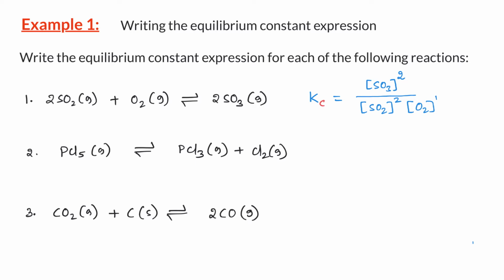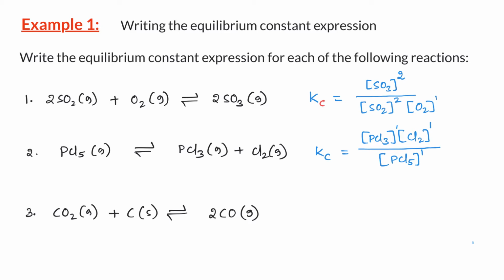1 mole of phosphorus pentachloride dissociates to give 1 mole of phosphorus trichloride and 1 mole of chlorine gas. For this, the equilibrium constant K is equal to the products of the reaction, that is concentration of PCl3 raised to the power of its coefficient 1 times concentration of chlorine to the power of its coefficient 1 divided by the reactants, that is the concentration of PCl5 raised to the power 1.